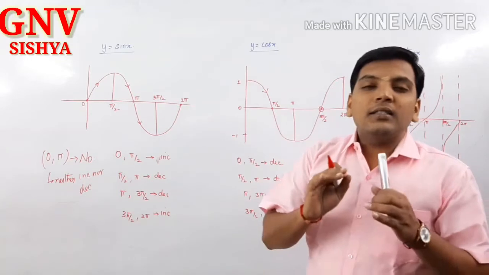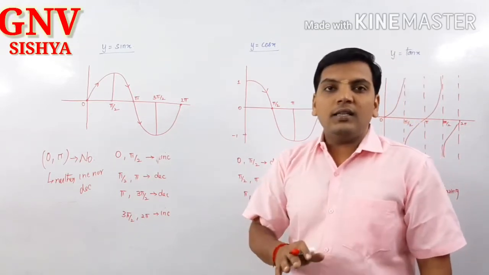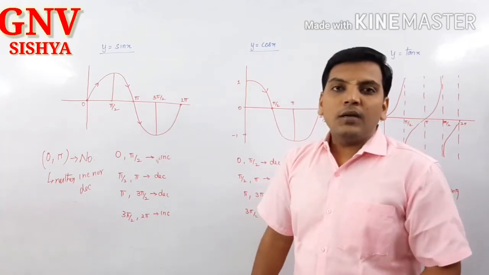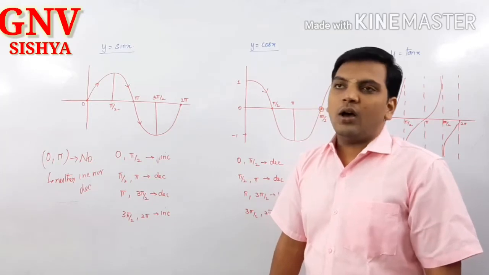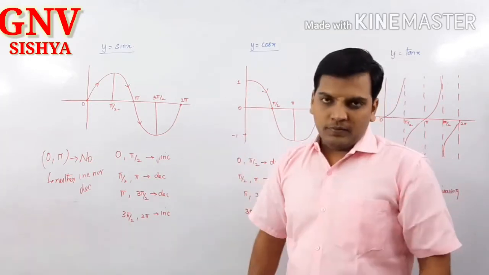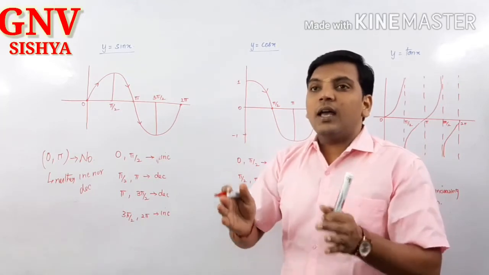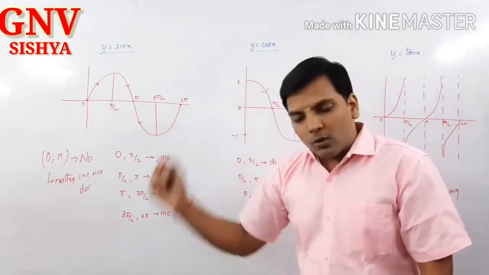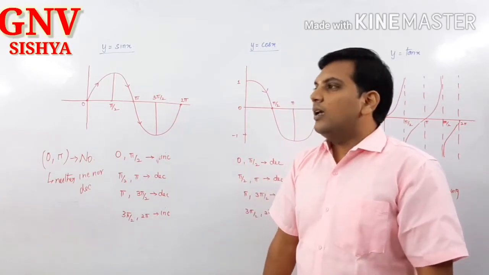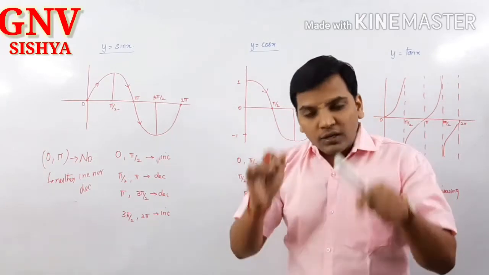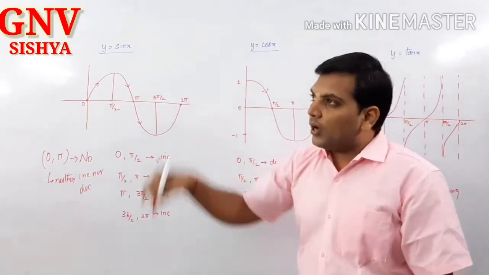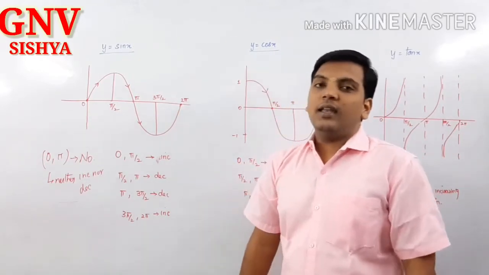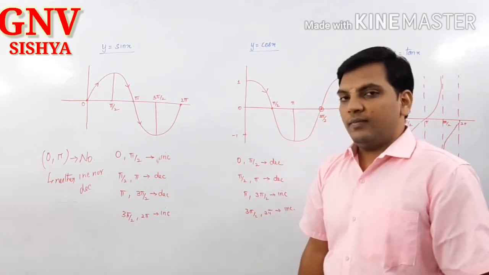If I ask, from 0 to pi, is the function increasing? I say no. Is the function decreasing from 0 to pi? I say no. If you ask me why, it is neither increasing nor decreasing. Because in a particular interval, if they are asking whether the function is increasing, it should only go up. It should not come down at any point. Similarly, if they are asking whether the function is decreasing, it should only come down. It should not go up at any point. So if it has a reverse condition, then I will say it is neither increasing nor decreasing. Can you understand what I am saying?